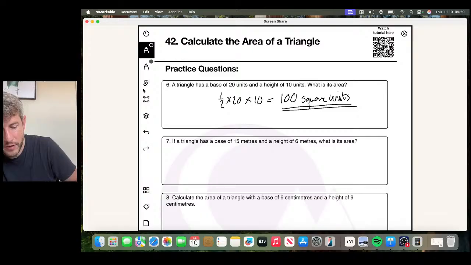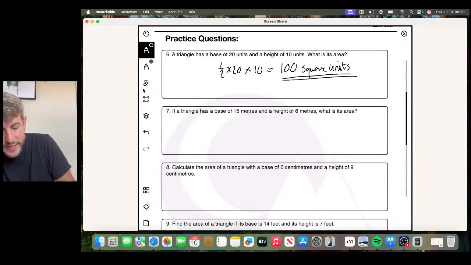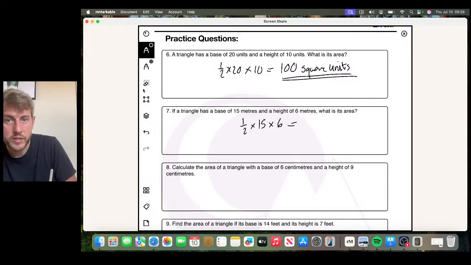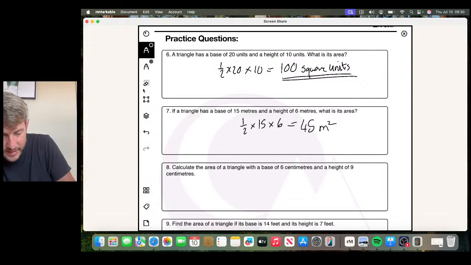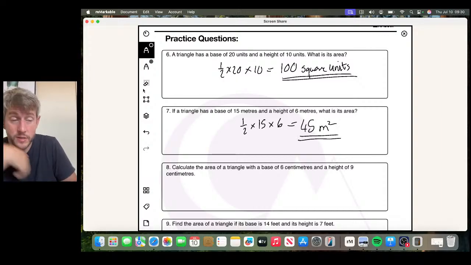Okay. Question 7. We've got a triangle has a base of 15 and a height of 6. What is the area of this? So this is a half times 15 times 6. What I'm actually going to do when I work this out, I'm actually going to half the 6 and then times that by the 15 because it's easier to half 6. Okay, so half of 6 is 3. 3 times 15 is 45. And its meters squared is the unit for the area because it's in meters.